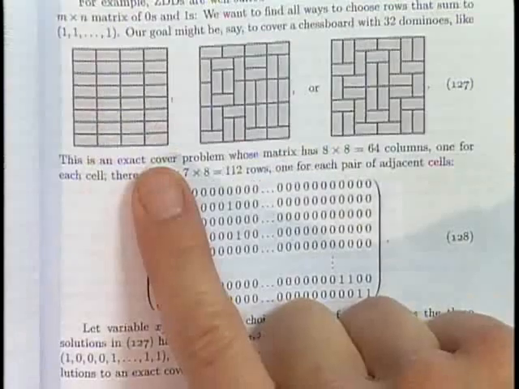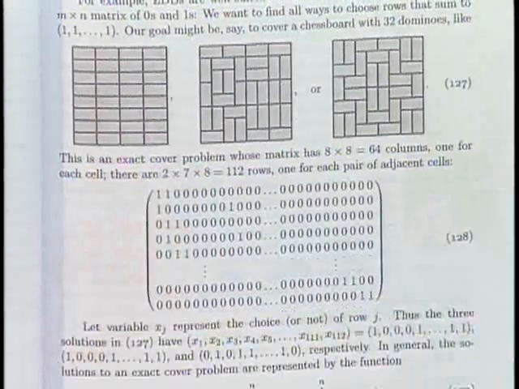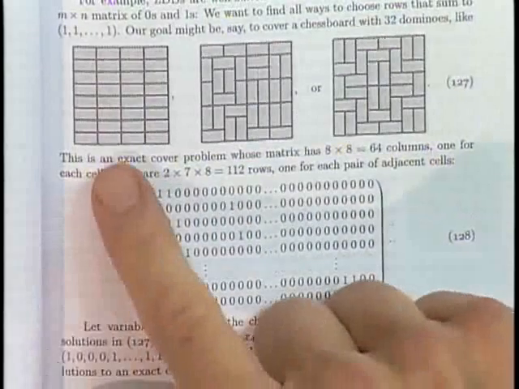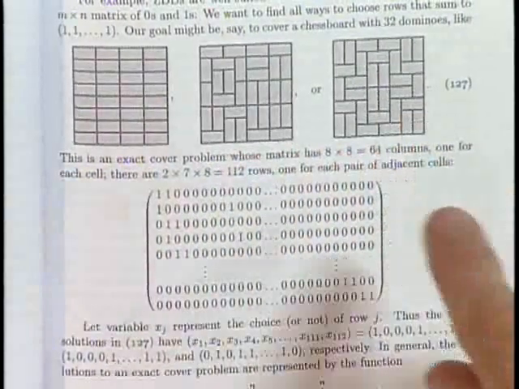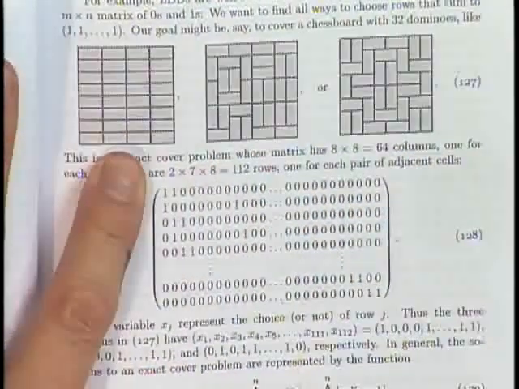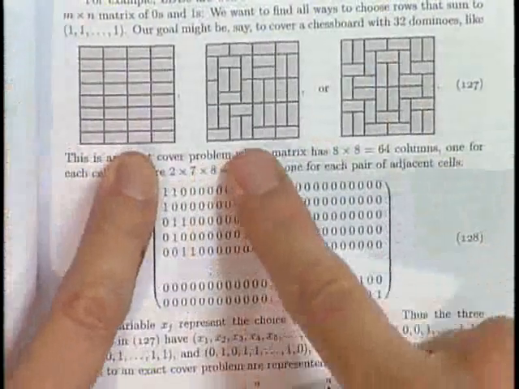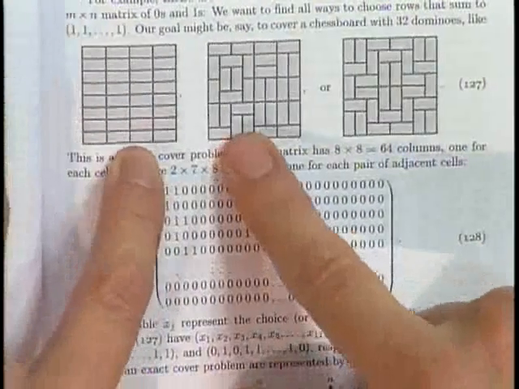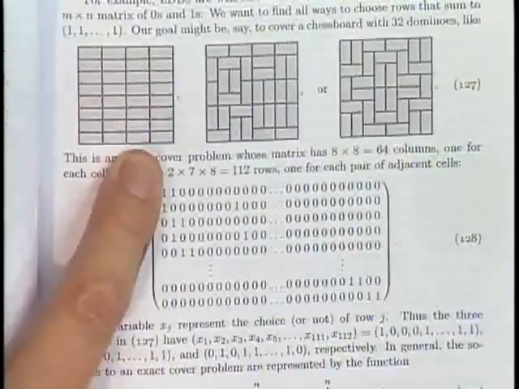So for example, suppose we want to cover a chessboard with 32 dominoes. And how many ways are there to do this? Well, it turns out there's 13 million ways to do it, but this is just an example of many other kinds of exact covering problems.